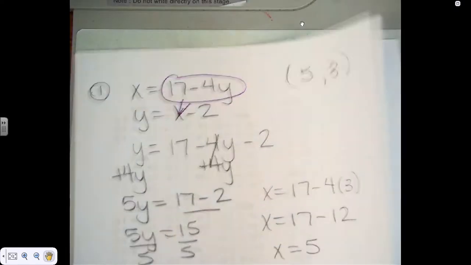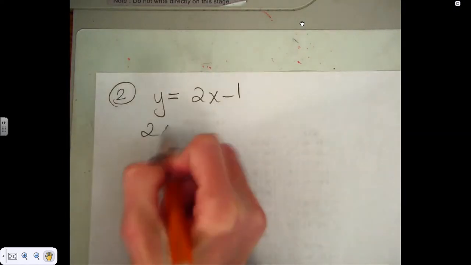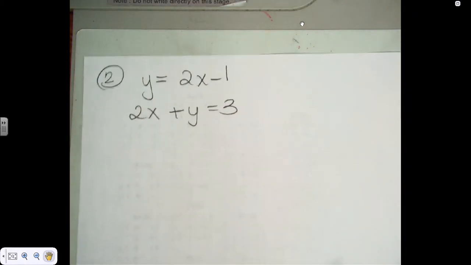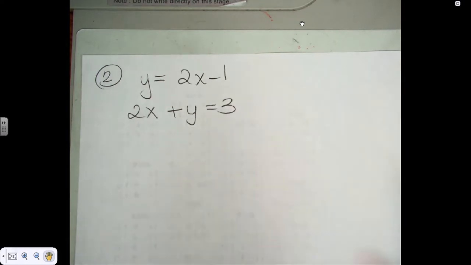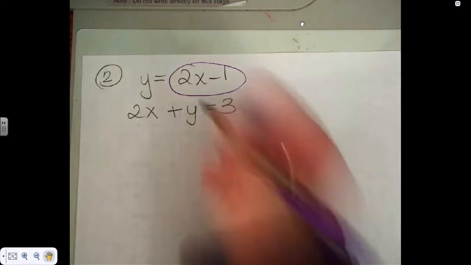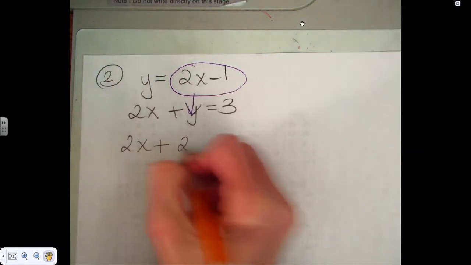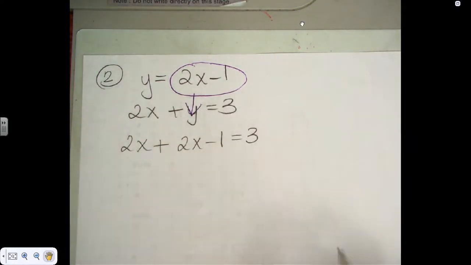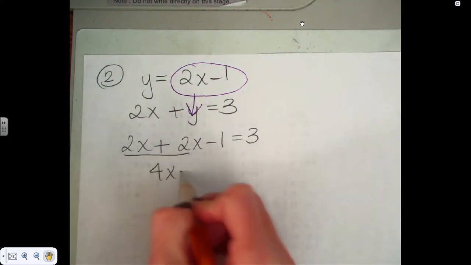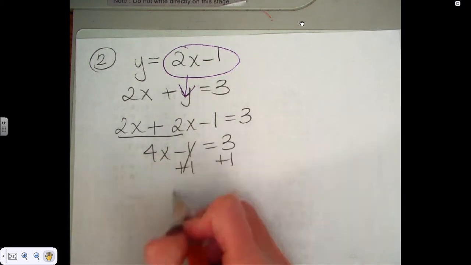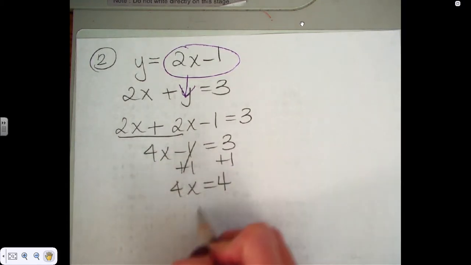Okay, number 2. Well, I'm going to substitute my first equation into my second. This is y. It goes in this spot. So that gives me 2x plus 2x minus 1 is equal to 3. Collect like terms. And now get rid of a negative 1 by a positive 1. So 4x is equal to 4, so x is 1.